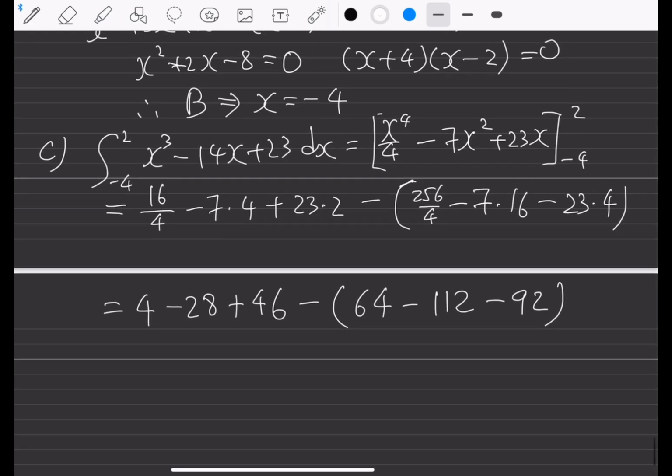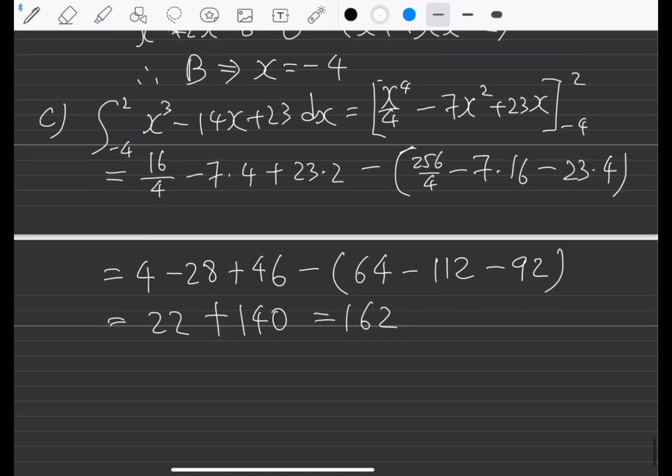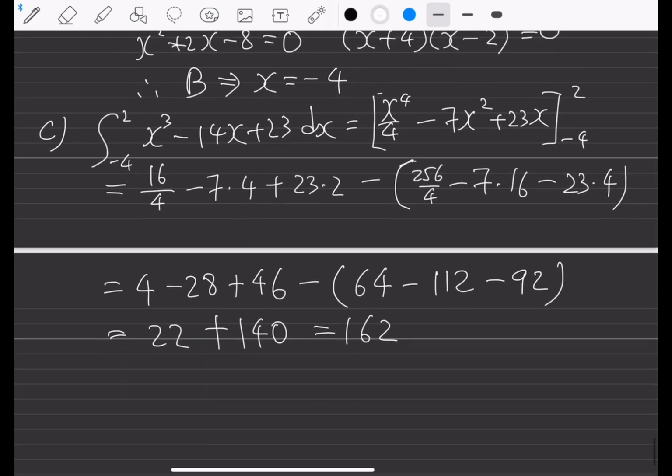Okay, so let's just simplify this. We have 46 plus 4 gives 50, 50 take away 28 gives us 22, and then 64 take away 112 gives us minus 48. And 48 plus 92 gives us 140, and because that's minus, so plus 140. Put together, that is 162. Okay, so with 162, we need to take away the trapezium.